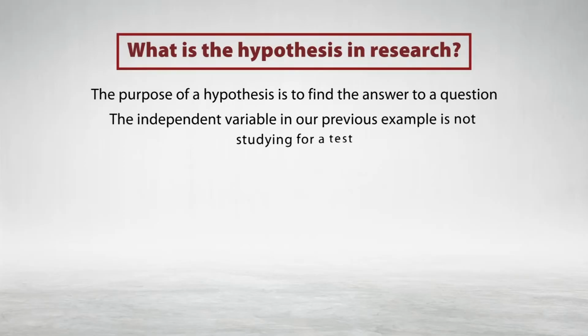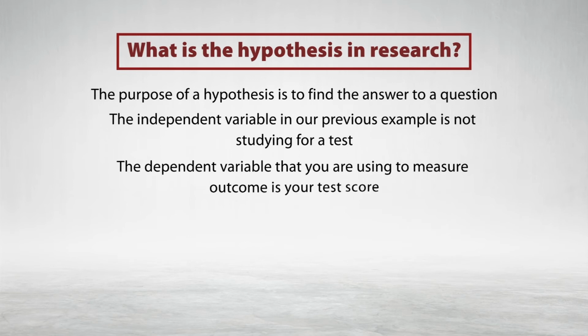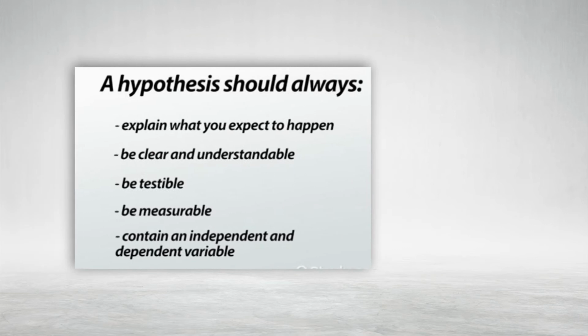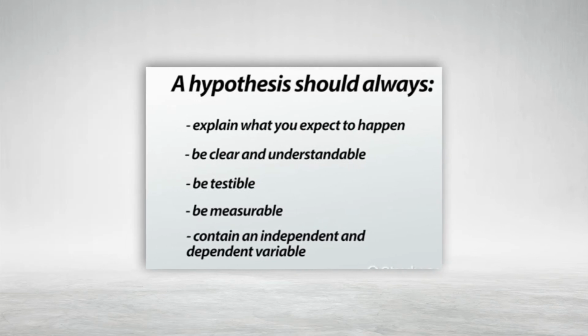The independent variable in our previous example is not studying for a test, and the dependent variable that you are using to measure the outcome is your test score. So what we have seen is that a hypothesis should always explain what you expect to happen, be clear and understandable, be testable, and be measurable. I think that is something which is there. It's not that you should always expect things in a very simple manner.